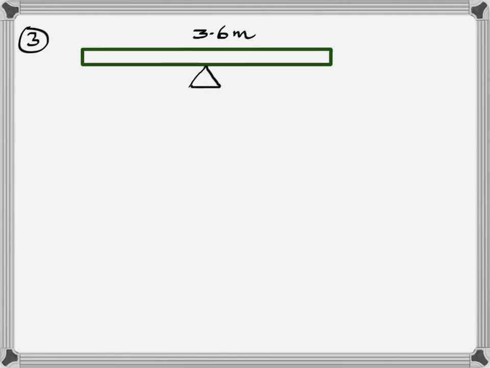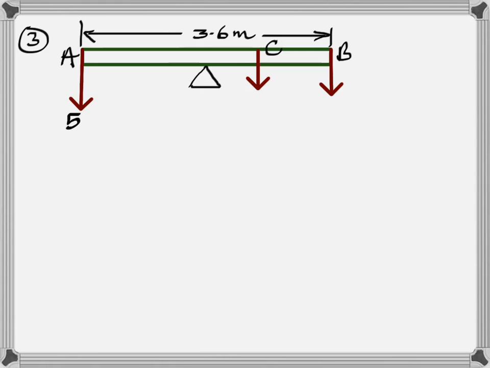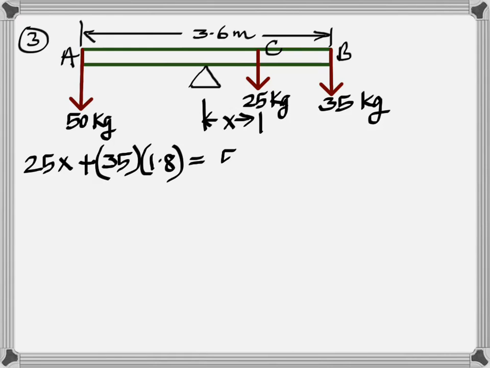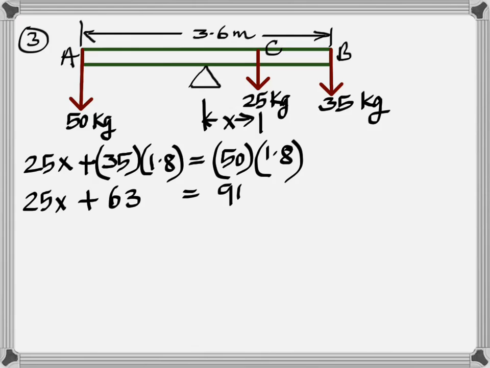So in 3, you have 3 children. Shall I read it? There are 3 children there. $35, $50. You're actually asked to find out where the third one must sit down. 2 are at the ends, and the third one we're assuming is seated here, so X distance away.